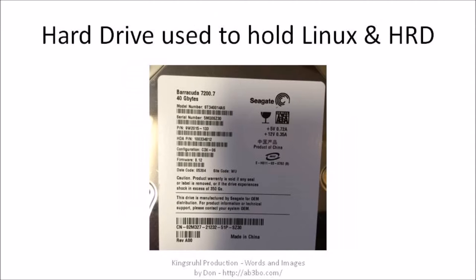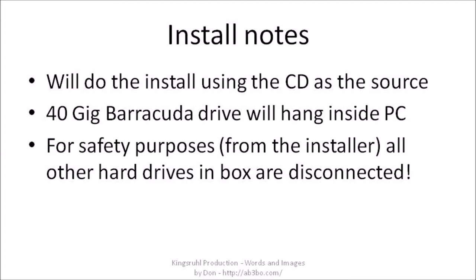This is the hard drive that we're going to be using for our installation. It's just going to be hanging inside the box by the connectors. It will not be permanently mounted inside the box. So again, we're going to use that DVD that we burned as the source for our installation. We're going to install it on a 40 gig Barracuda drive that's going to be hanging inside the PC. And for safety purposes, I disconnected all the other permanent drives that are inside the PC.